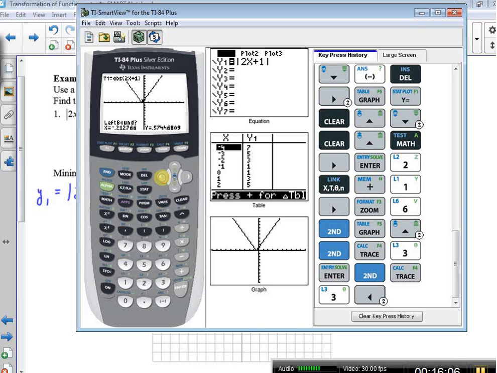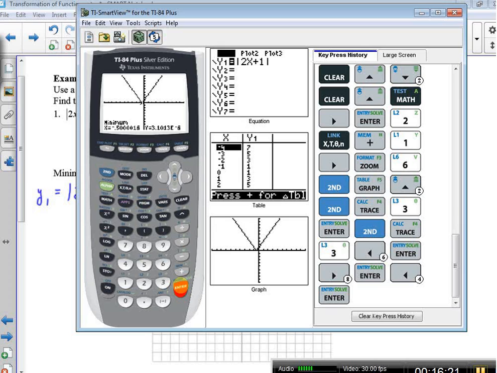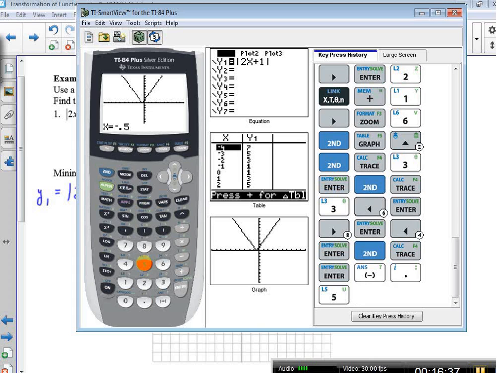Now I want the cursor to be to the left because it says left bound. And then I hit enter. And then I want the cursor to be to the right because it says right bound. And then I want it on it, and I hit enter. And so remember, that is -0.5, and this little 3 decimal point e negative 6 just means 0. You can check that out by going to second trace value and plugging in negative 0.5, and it should tell you then y is 0. So that's my minimum.